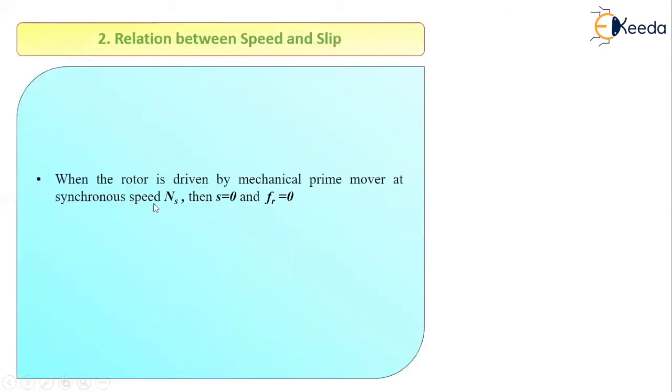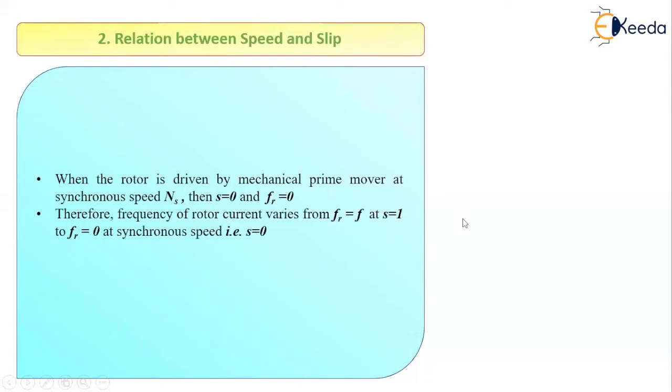Now let us consider that the rotor is driven by a mechanical prime mover at the synchronous speed. What will happen if the speed of the rotor is the synchronous speed? Our formula of slip becomes (Ns - Ns)/Ns, so the value of slip will be equal to 0. If you substitute this in the formula of the rotor frequency, the rotor frequency will also be equal to 0. From this we conclude that the frequency of the rotor current varies from Fr = F when the slip is 1, to Fr = 0 at the synchronous speed, that is when the slip is 0.